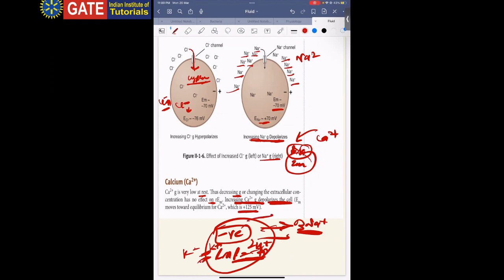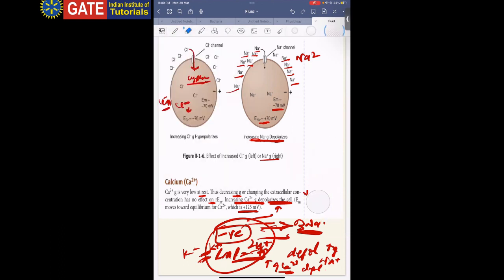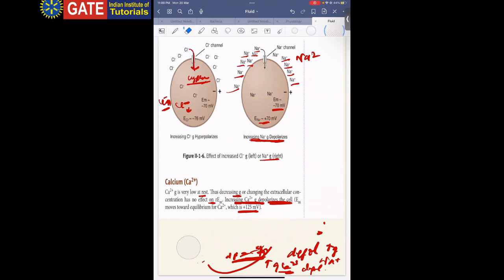Then we have the sodium. Increasing the sodium conductance will depolarize the cell. If we increase the conductance of the calcium, that will also depolarize the cell, because both of them can move inside the cell and will make it less negative. If we increase the conductance of the chloride, more chloride will move in and cause hyperpolarization, not depolarization, making the resting membrane potential more negative. So that is the thing which you need to remember from all of this stuff.